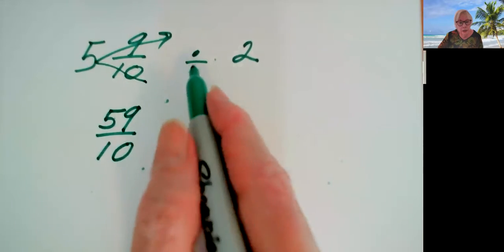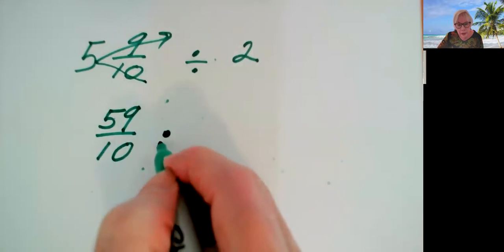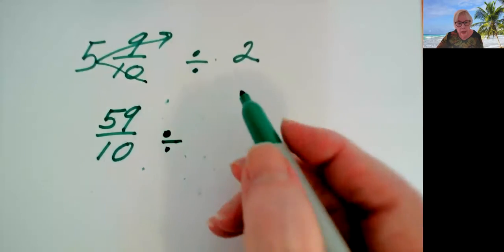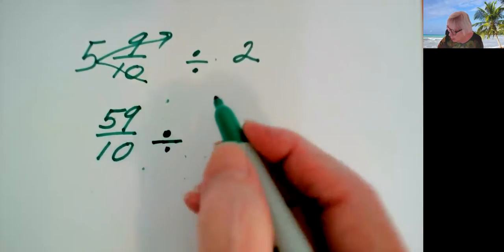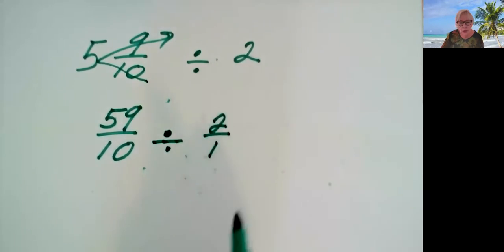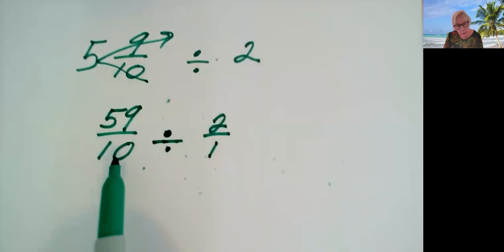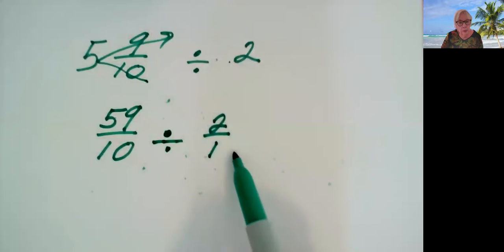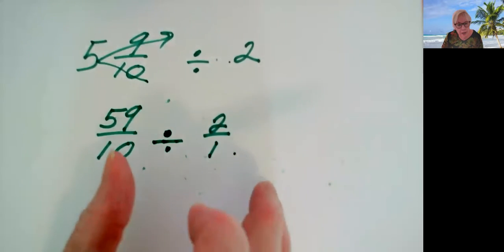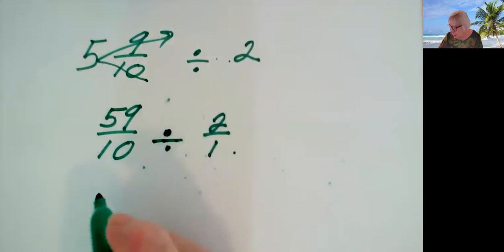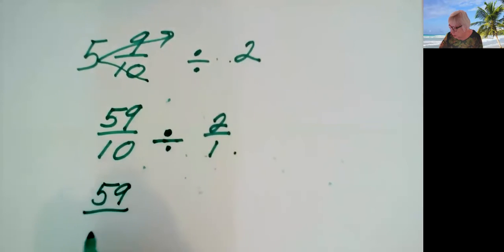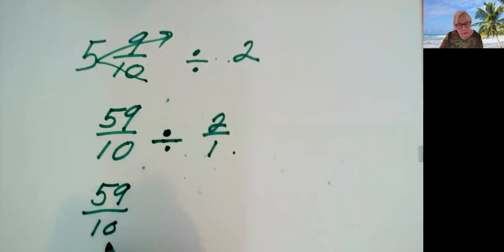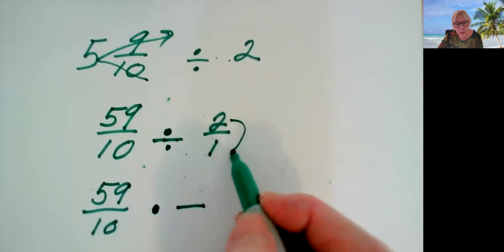And then you change it to divide. I'm going to keep it divide for the moment. And this is 2 over 1. So what I did was I made this an improper fraction. This I made a nice simple fraction. And only when I've got them nice and neat, then I do this step to make it multiply. So this is 59 divided by 10. This is times. And then this is where we invert it.